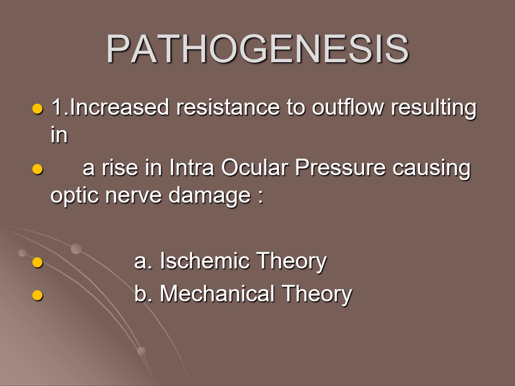So the pathogenesis of primary open-angle glaucoma is increased resistance to outflow. It results in a rise in intraocular pressure, causing optic nerve damage by two methods: direct mechanical pressure and compromising the nerve head perfusion. That is called the ischemic theory.